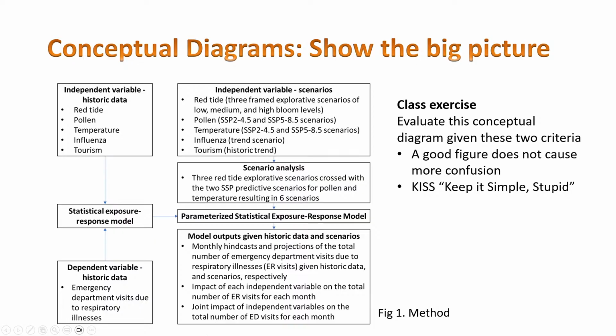So by this figure, along with some text, you will understand the method. You read the method and then you see it here. This is the historic data for the independent variable. This is the historic data for the dependent variable. You input this to the model and calibrate the model. Now you have a calibrated model.